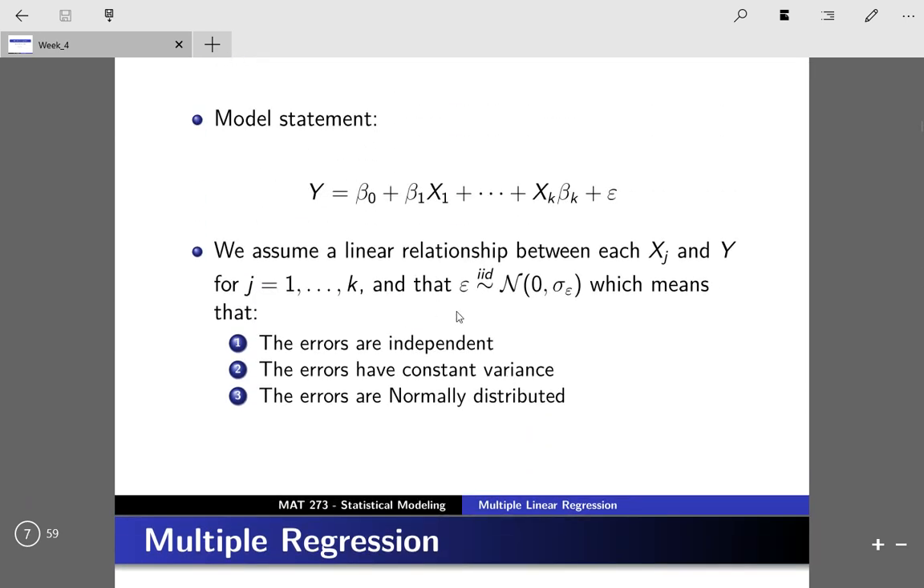And to check the linearity assumption between each x and y, we would just want to create a scatter plot for each corresponding pair. So if we have k explanatory variables, to check this linear relationship assumption, we would need to look at k scatter plots between each x and y.